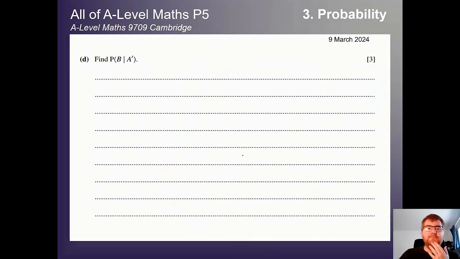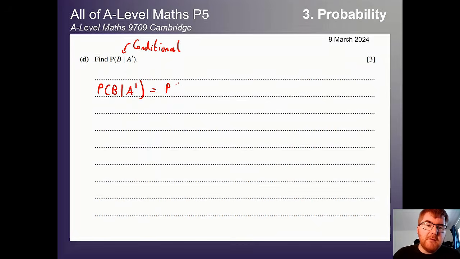On to part D. So we want to find the probability of B given A has not happened. Remember this line is that conditional line, which we need to be familiar with. And there is a formula which we can use to work out this. This is one you really should memorize off by heart, which is the probability of B and not A divided by the probability of not A. You need to know that formula. Any probability question on paper 5, this is probably going to come up in some way.